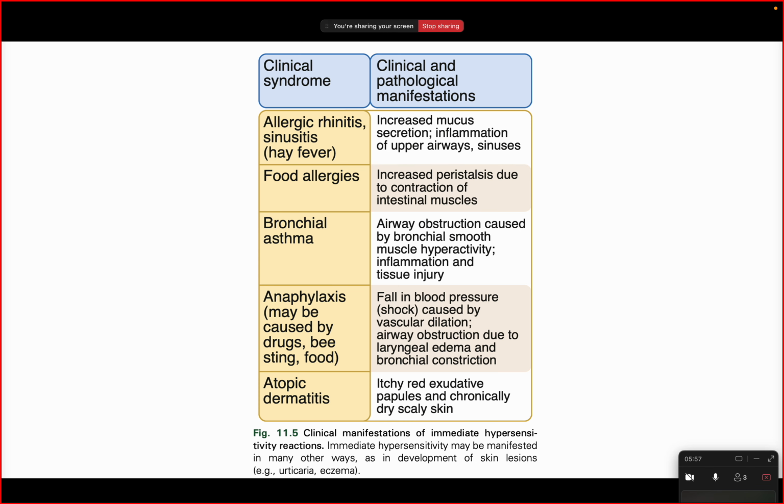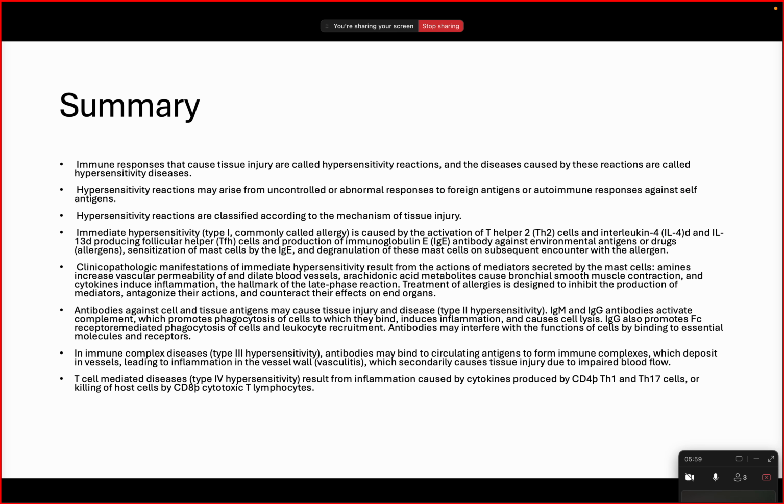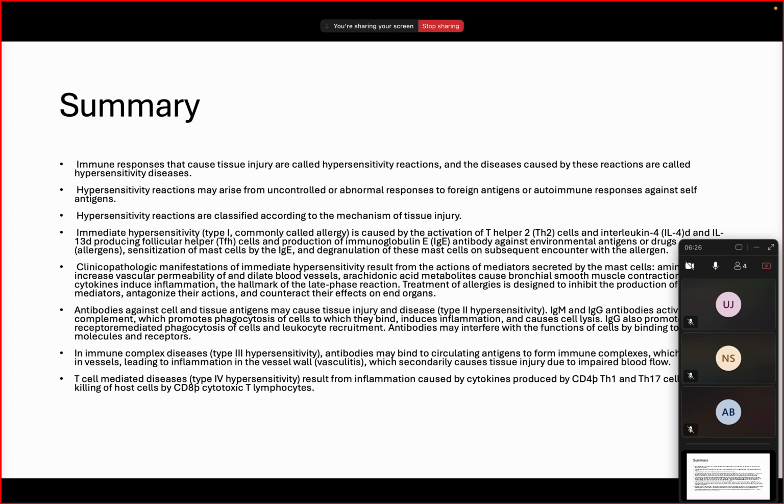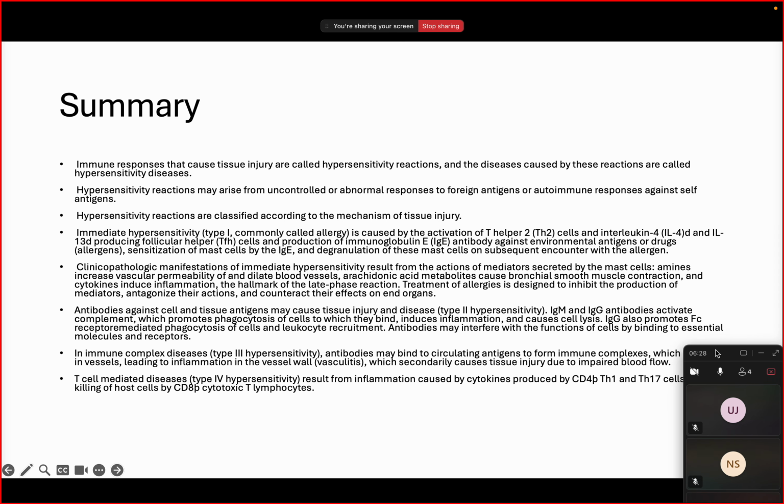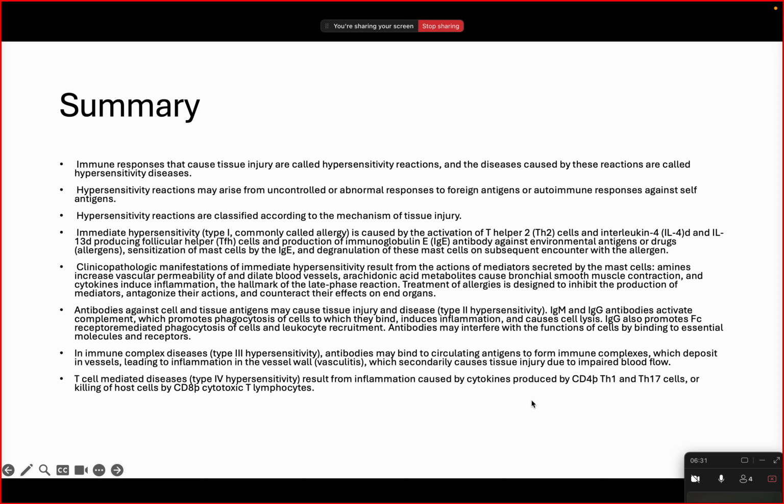This also we have discussed, including clinical symptoms as well. So we can just see the summary. Immune responses that cause tissue injury are called hypersensitivity reactions, and the diseases caused by these reactions are called hypersensitivity diseases. Hypersensitivity reactions may arise from uncontrolled or abnormal responses to foreign antigens or autoimmune responses against self-antigens. Hypersensitivity reactions are classified according to the mechanism of the tissue injury.